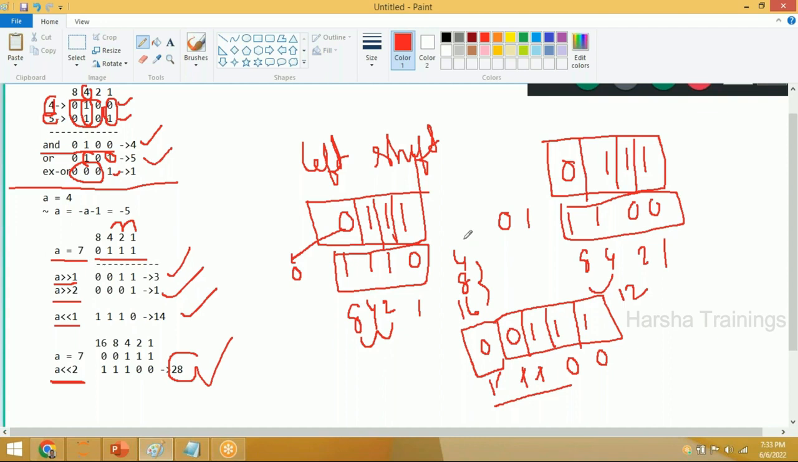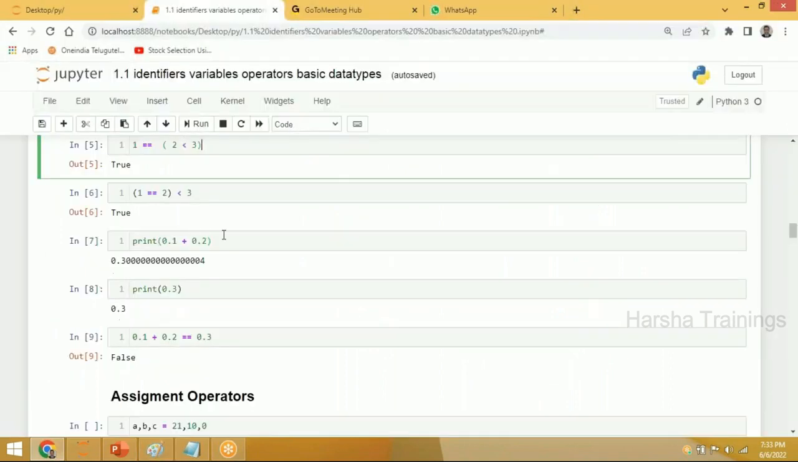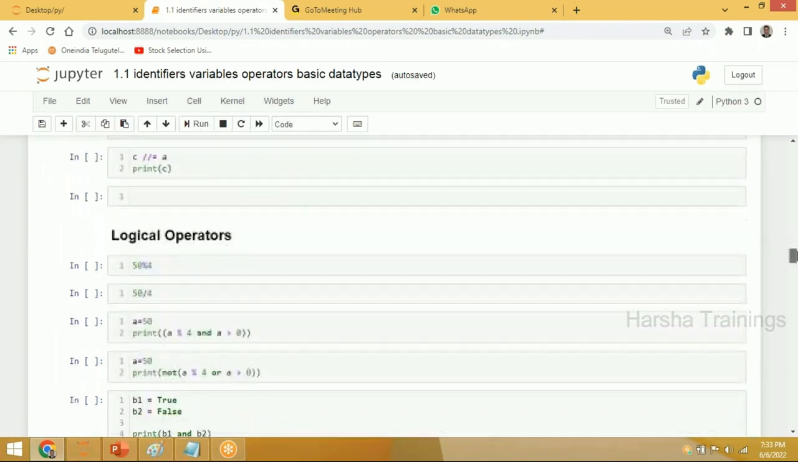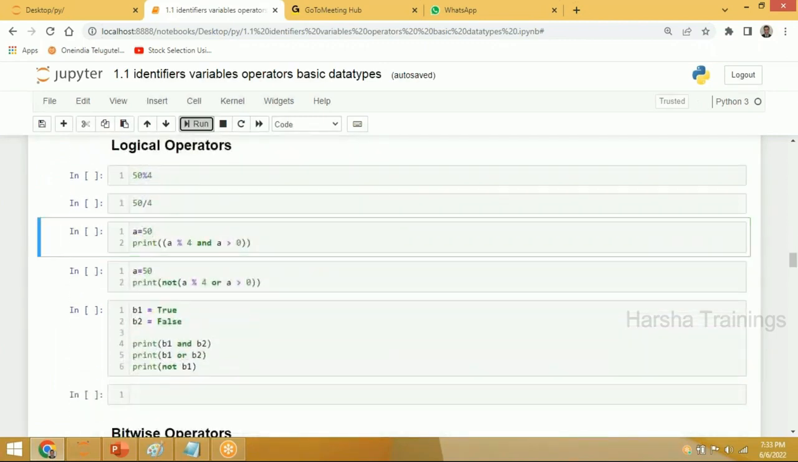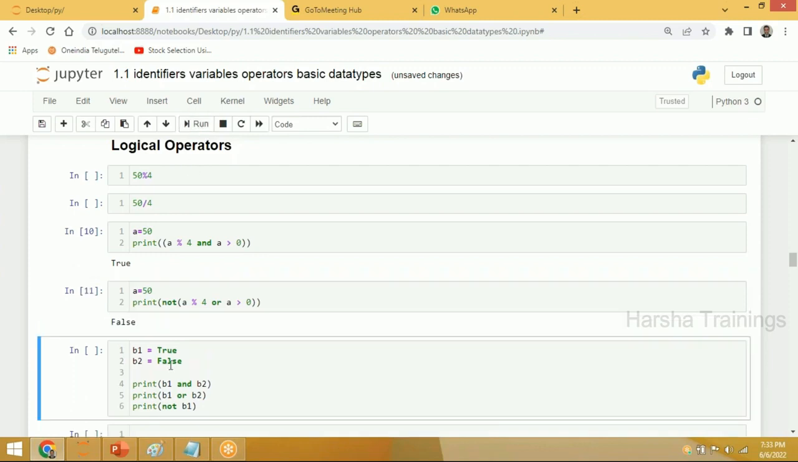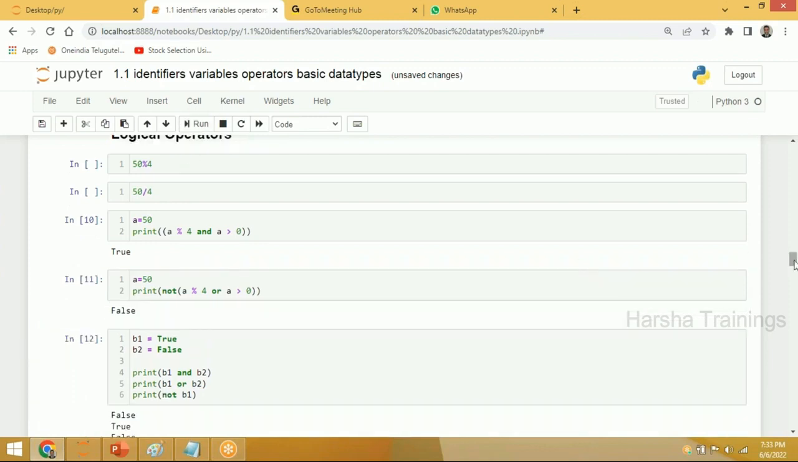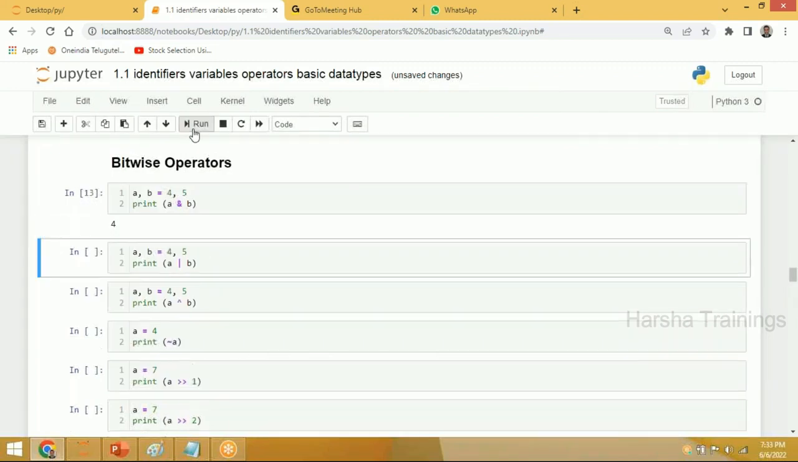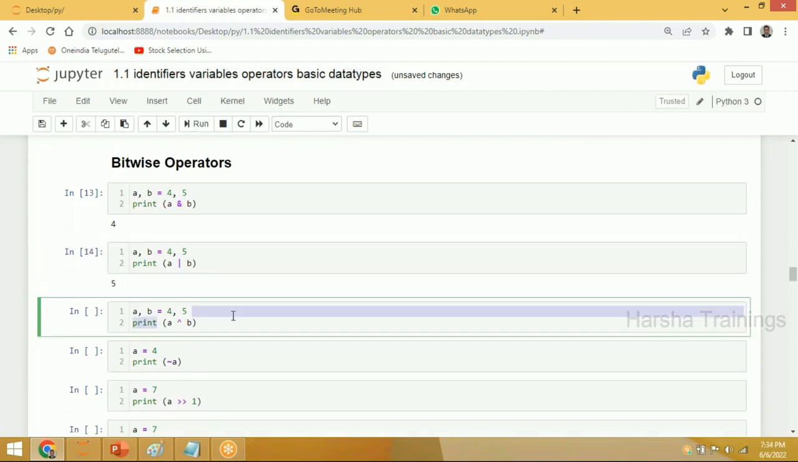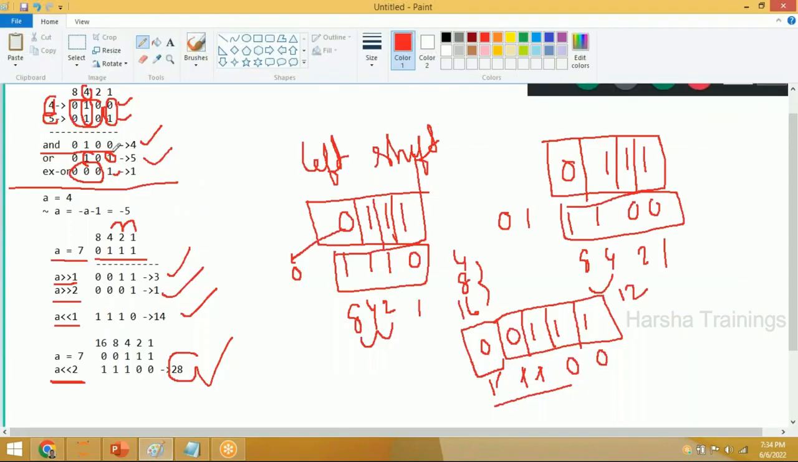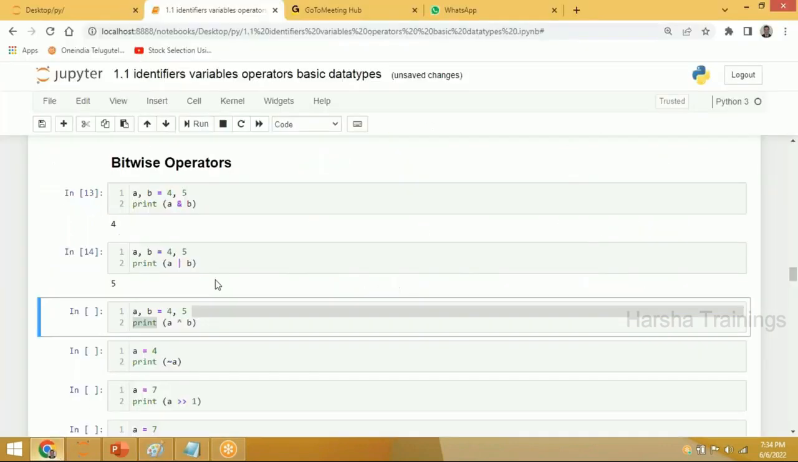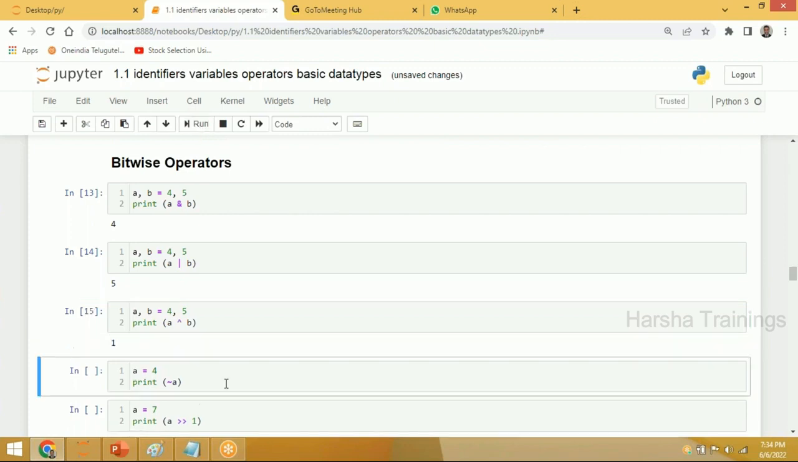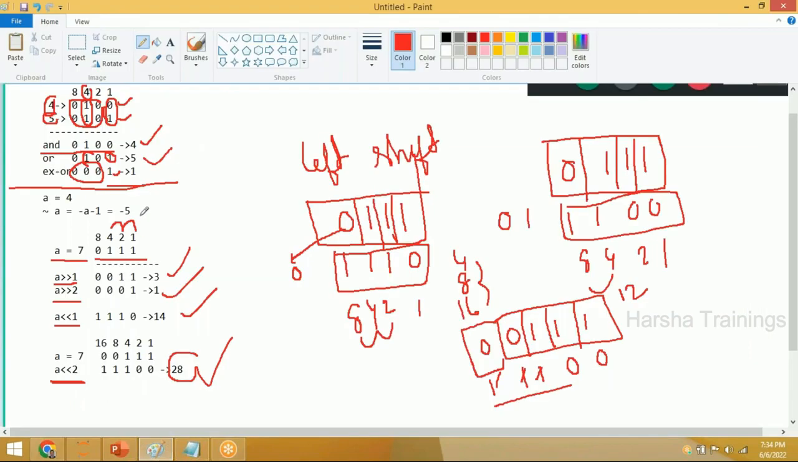Yes, sir. Now, let me demonstrate them with the Jupyter notebook in 2 minutes. Look here. I think we have shown the logical operations, and this we have also completed. Then let me do bitwise operators. A and B gives 4. A or B gives 5. Then A XOR B, how much do we have for the XOR operation? It is 1. Now not of 4 is minus 5. Check it out. We got minus 5.